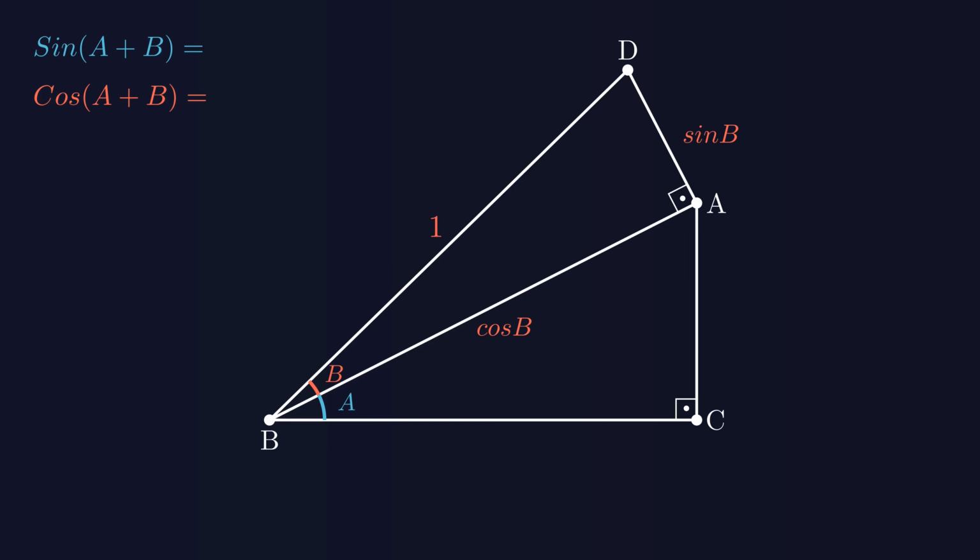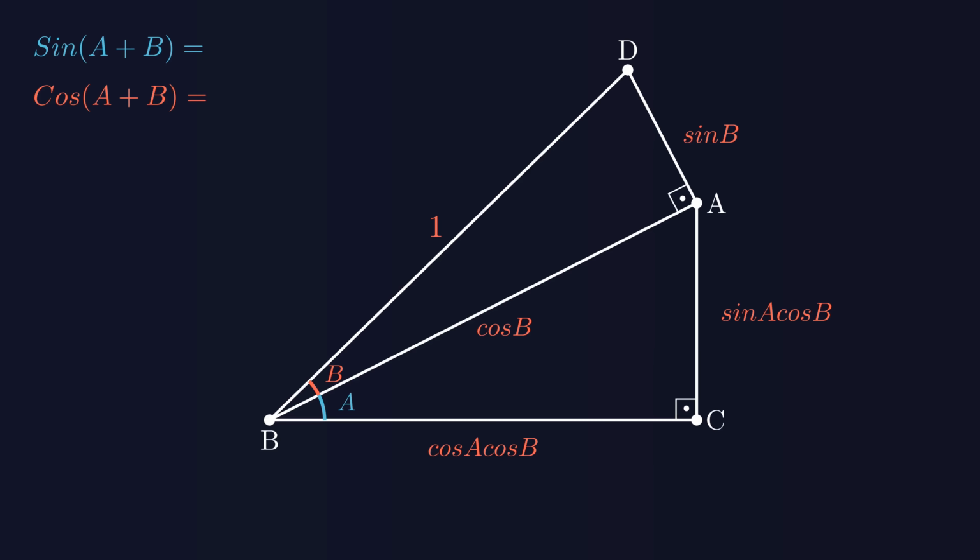All right, let's continue. Now look at triangle ABC. We're going to apply the same idea as before. What did we do earlier? We took the hypotenuse and multiplied it by the cosine of the angle to find the adjacent side. So here, BC becomes cosine A times cosine B, right? To find the opposite side, we multiply the hypotenuse by the sine of the angle. That gives us AC equals sine A times cosine B.